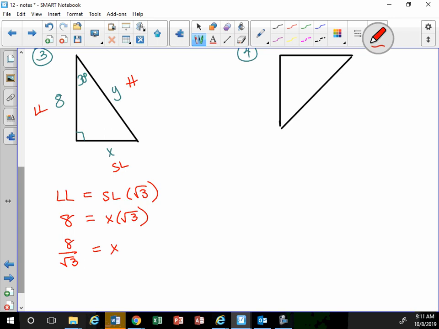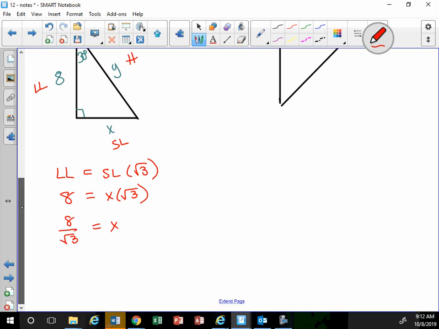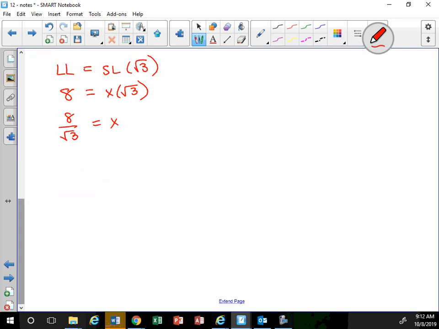Can I leave it like that? No, I have to rationalize it. So what is it going to become? Okay. Not that bad. No need for that face. So I get 8 root 3 over 3.